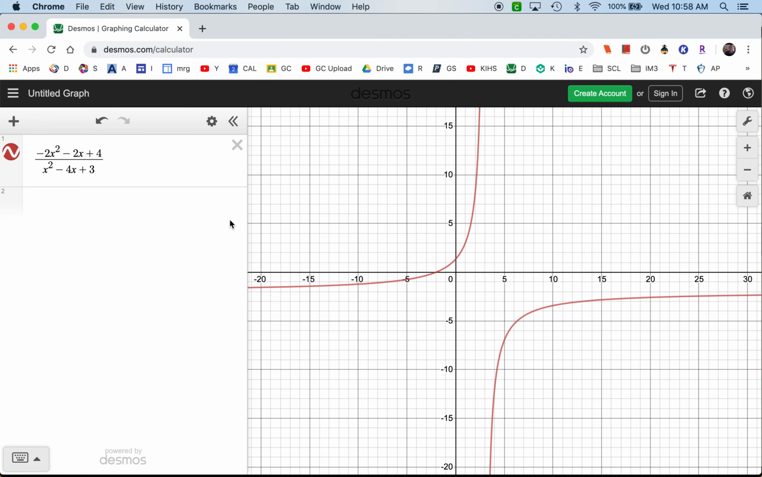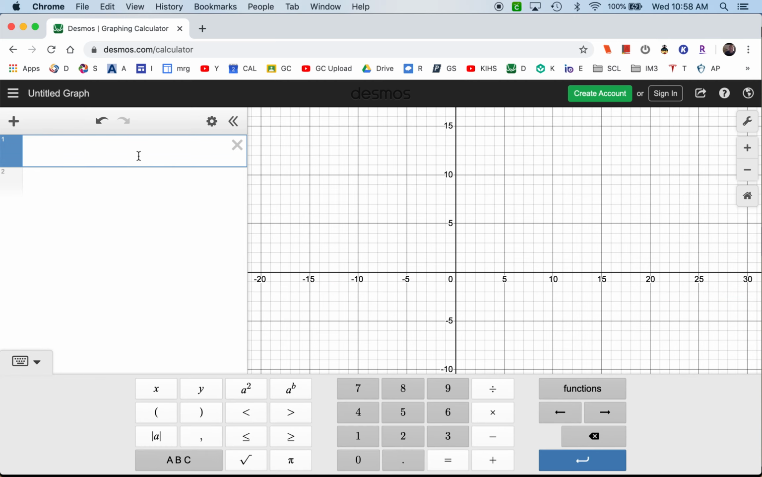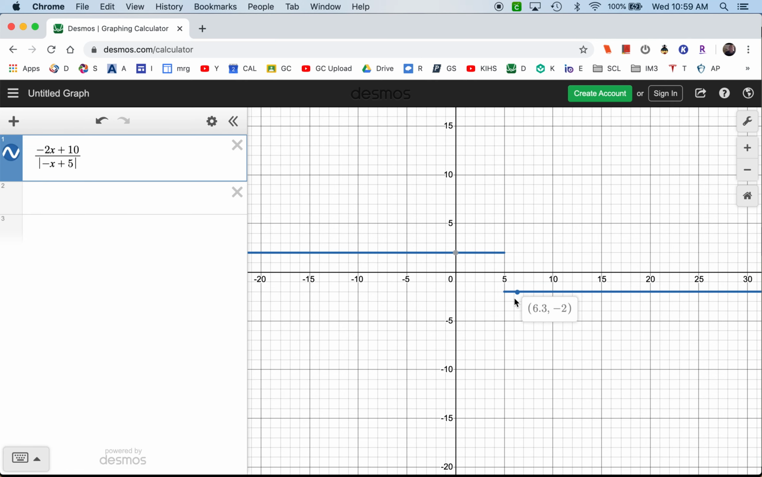Number 4. Let me write that equation in. So that equation is negative 2x plus 10. And then in the denominator, absolute value of negative x plus 5. So I'm looking at 5 from the right. So from the right, you can see the y coordinate. When you get to 5, it's undefined. But what is it approaching? What's the y value? And you can see it's -2.